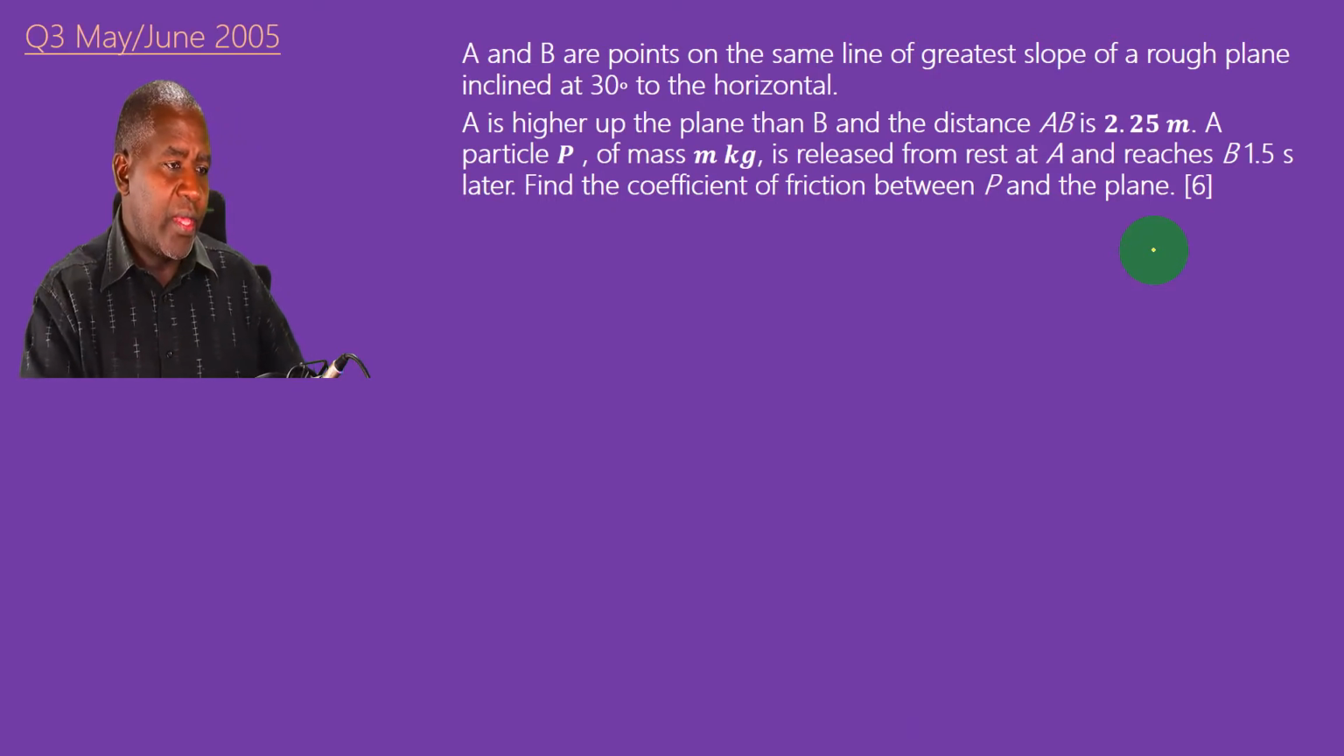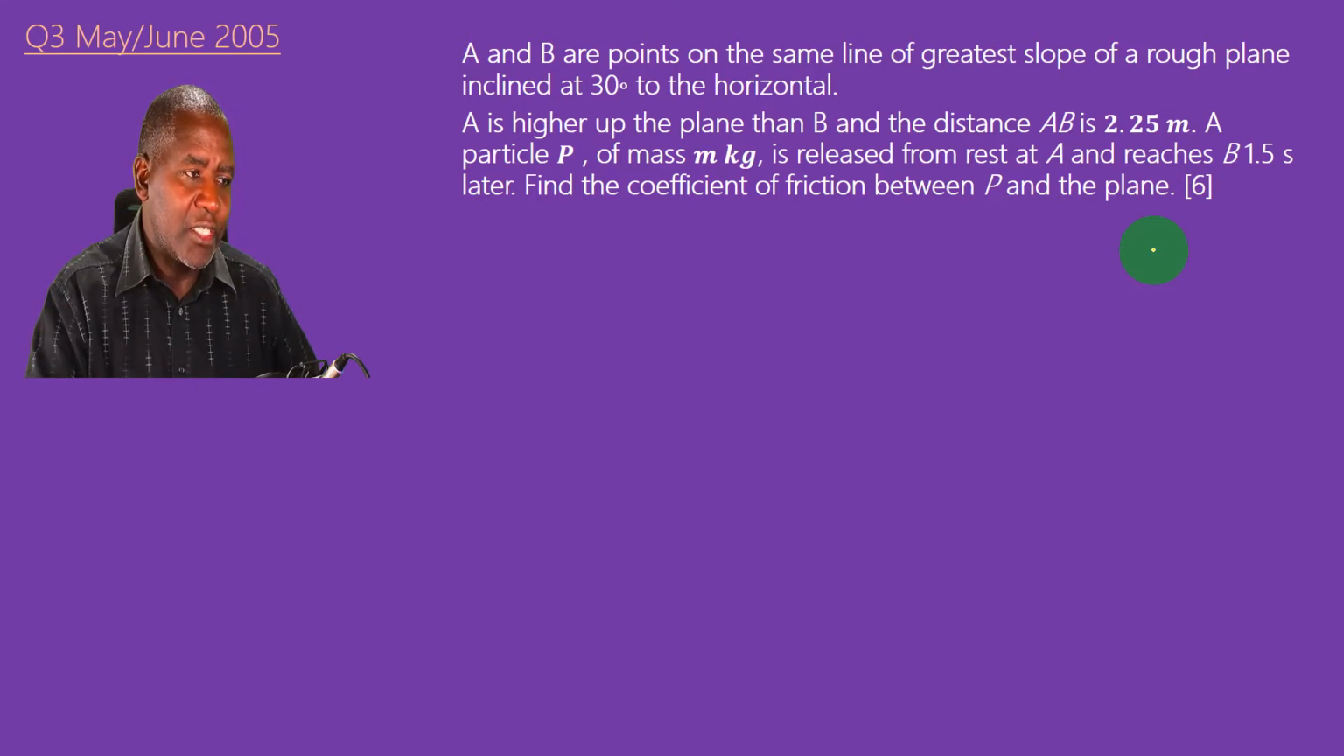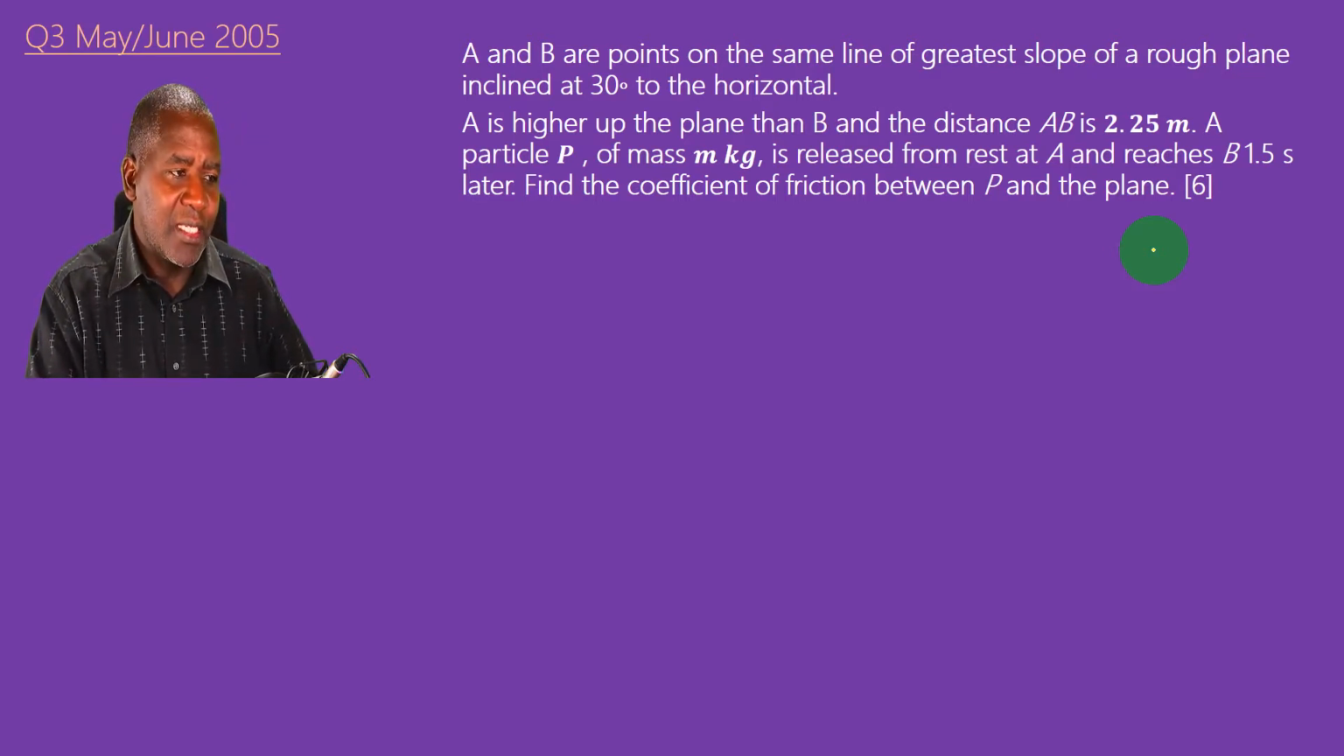And here we have it. What do we have? We're given that A and B are points on the same line of greatest slope of a rough plane inclined at 30 degrees to the horizontal. A is higher up the plane than B, and the distance AB is 2.25 meters. A particle P of mass m kilograms is released from rest at A and reaches B 1.5 seconds later. Find the coefficient of friction between P and the plane.